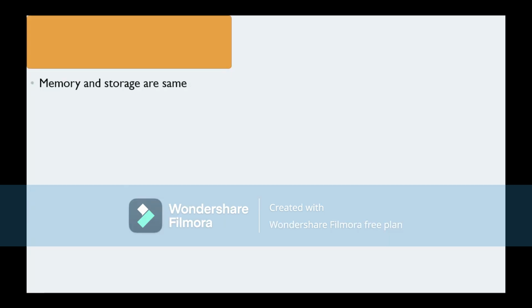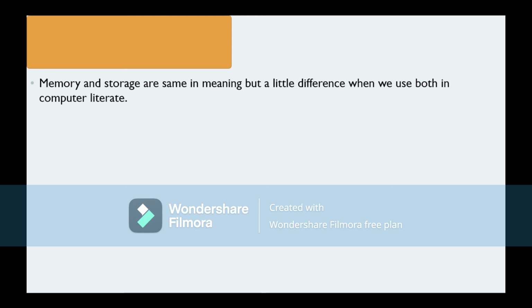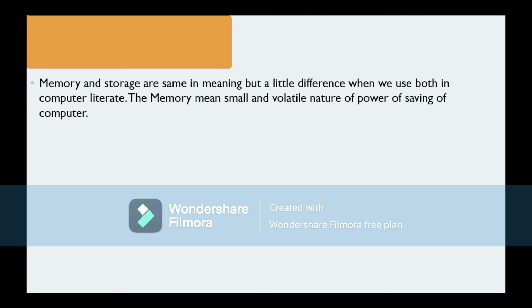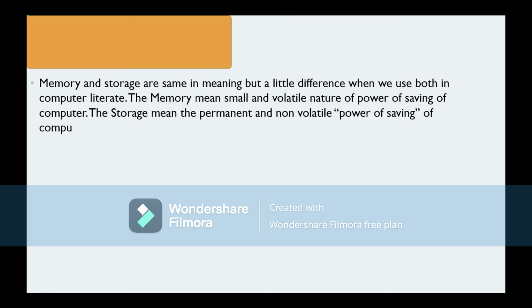And there is the last one, which is the memory and the storage devices. Memory and storage devices are the same in meaning, but a little different when we use both in a computer. The memory means the small and volatile nature of saving of a computer, and the storage means the permanent and non-volatile saving of a computer.